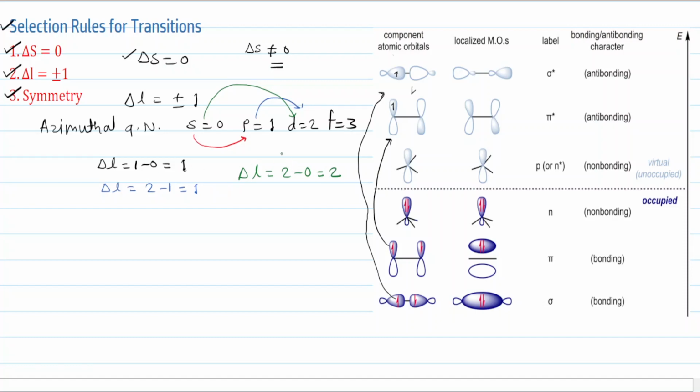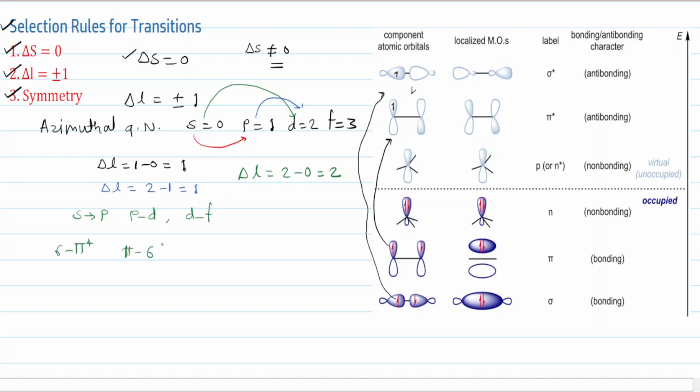Therefore, when the value increases beyond plus minus 1, then that transition is not allowed. It is the forbidden transition. So the transition is allowed only when it occurs S to P, P to D, or D to F, or vice versa. If F to D, then it is okay because delta L is equal to minus 1.